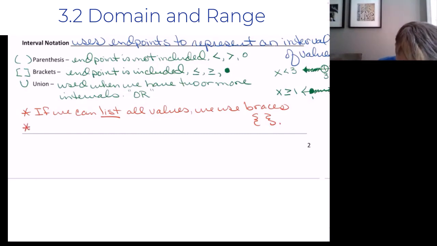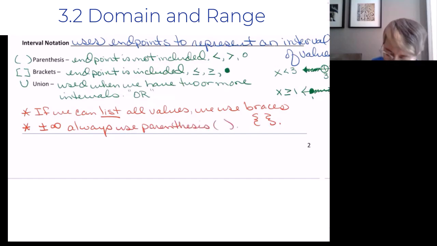Also, positive and negative infinity always use parentheses. Okay. Because they're not actual numbers, therefore they're never included, hence the parentheses. Just a quick review before we hit the next topic.